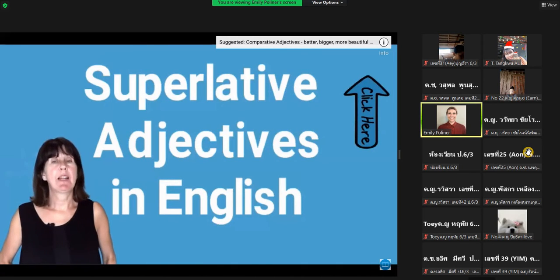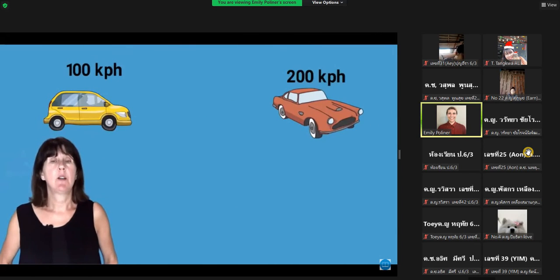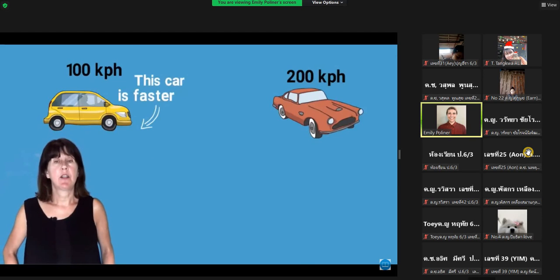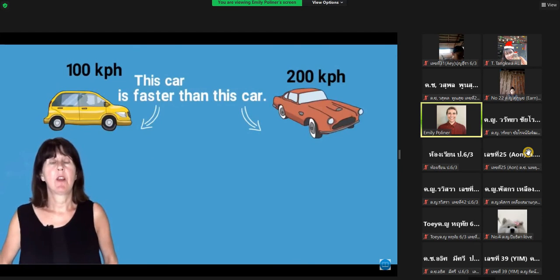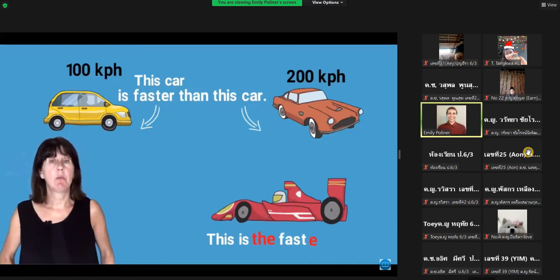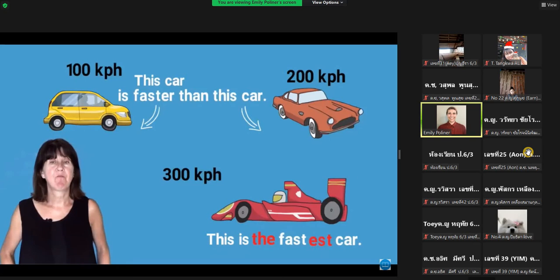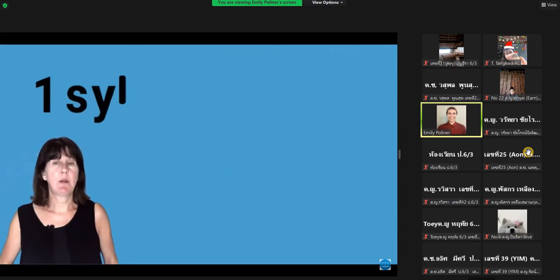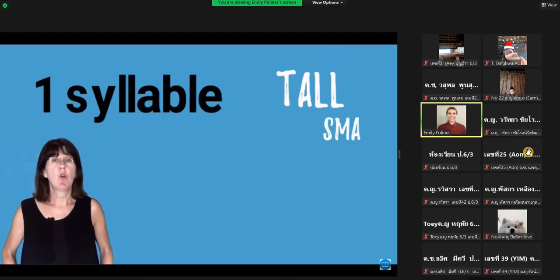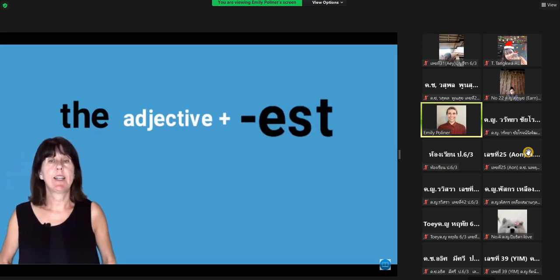As we saw in my lesson on comparative adjectives, when comparing two cars, we can say, this car is faster than this car. When we're comparing more than two things, we use the superlative. This is the fastest car. It goes 300 kilometers an hour. Here, the fastest car is the superlative. When using one-syllable adjectives such as tall, small, or fast, we use the plus the adjective plus est.